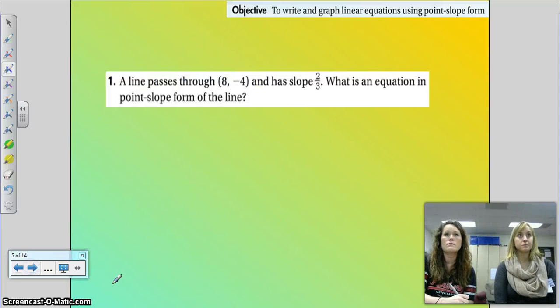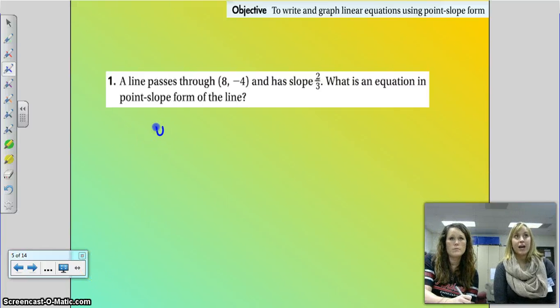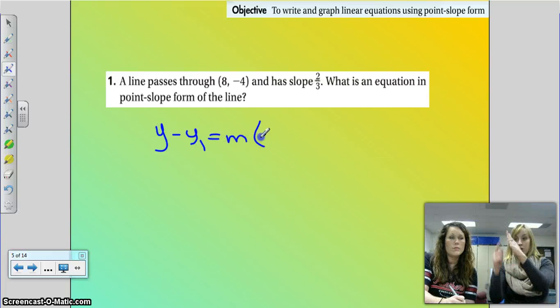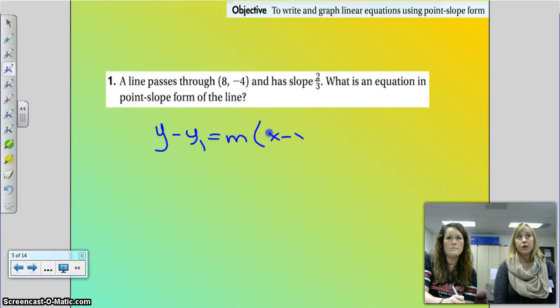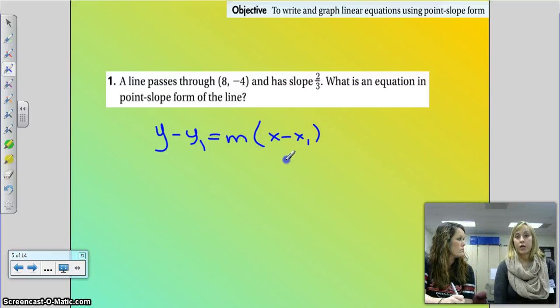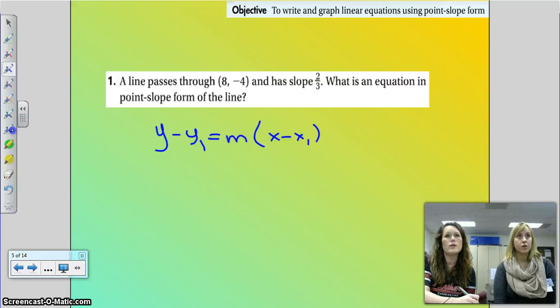Okay, let's do it again. Same thing. We have point slope form. A line passes through (8, -4). So guys, what that means is you have a line on a graph and it goes through the point (8, -4), and it has a slope of 2/3. Rise 2, run 3 is what that means, as a reminder. We could graph it and figure this all out, but it's way easier just to pop it into this form of the equation. So what's an equation in point slope form?